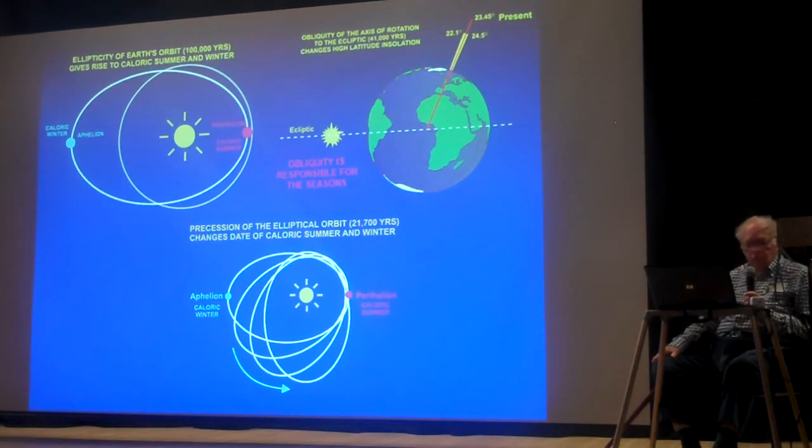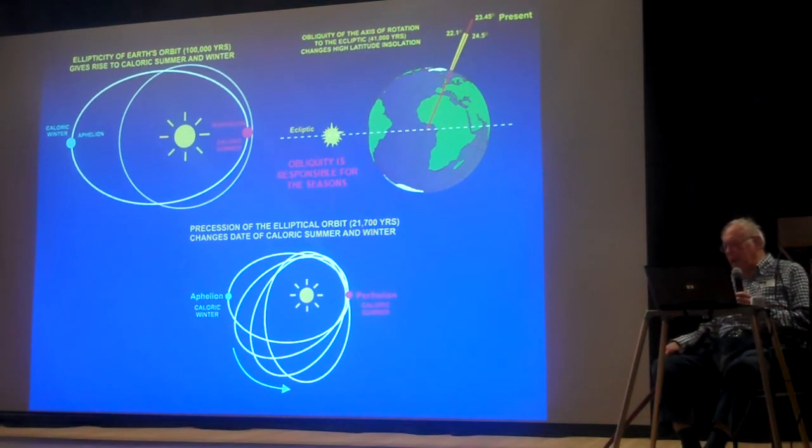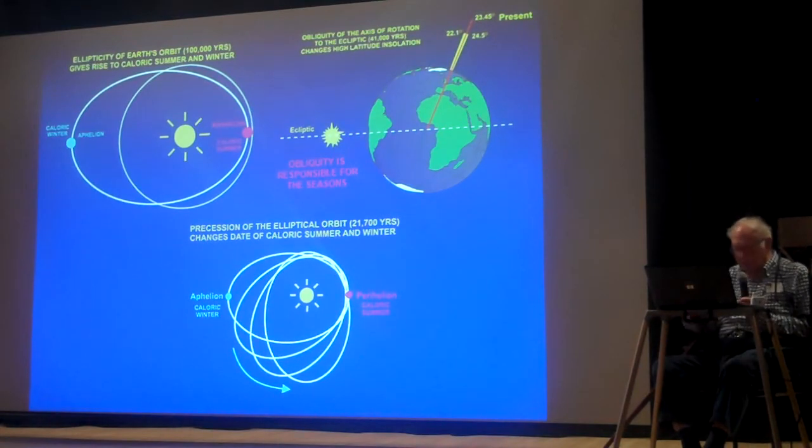Now, the other thing that occurs, you'll notice the time scales that are on these. The ellipticity changes on a 100,000-year time scale, with a big cycle on 400,000 years. The obliquity changes on about a 40,000-year time scale. But the elliptical orbit precesses, changing the date of calorific summer and winter, on a roughly 24,000-year time scale. So when they say, well, it's changed in the past. Well, yes, on 10,000-year time scales, and all of human civilization has developed in the last 6,000 years. So we're talking about two very different things.